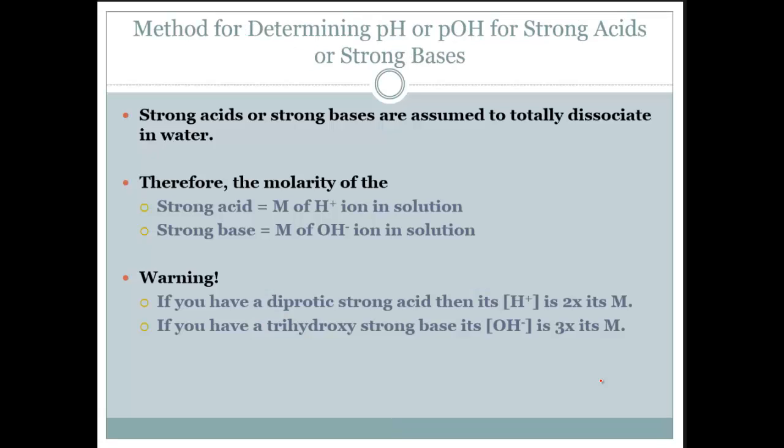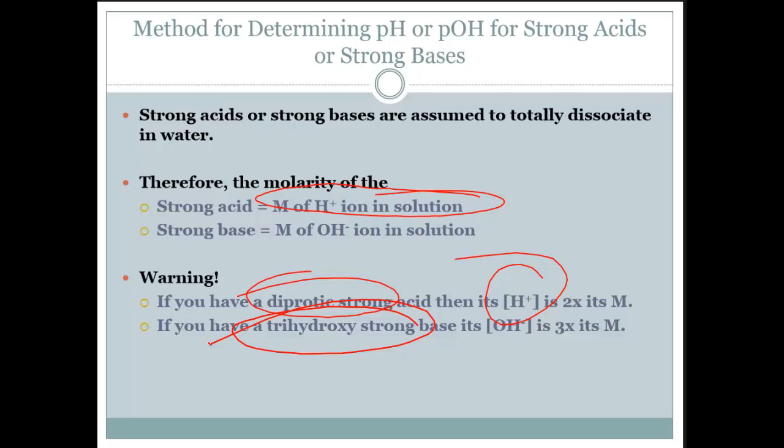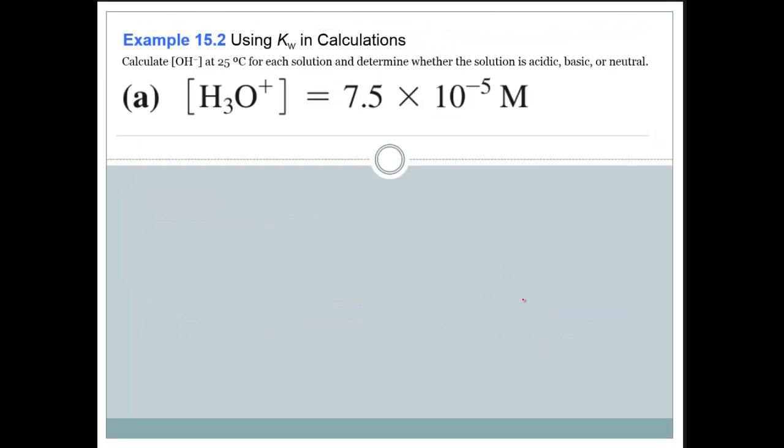Strong acids or strong bases are assumed to totally dissociate in water. Therefore, the molarity of a strong acid gives the H plus ion concentration that will be used when solving for pH. Make sure you calculate this correctly, because if you have a diprotic strong acid, then you're going to have twice as many hydrogens than you would otherwise. Same thing with bases. A trihydroxy base means that you're going to have 3 times the molarity once it's dissolved in water. So let's do a few examples of these before we finish.